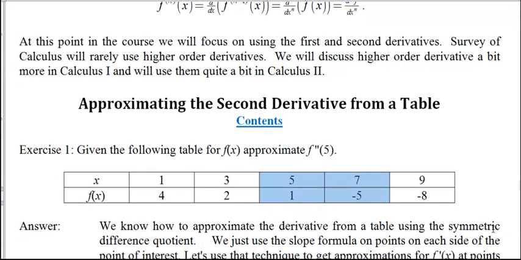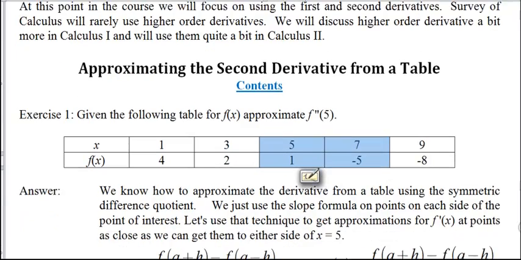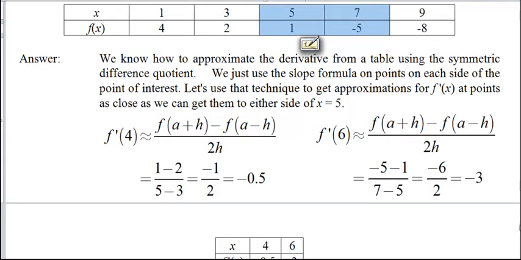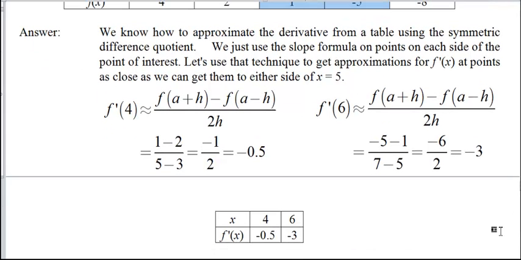Press pause now. Okay, well, you should have done symmetric difference quotients there, just those slope formulas, and there we have the details worked out. Well, now this gives us this table of x's and f primes, and notice they are equally spaced on either side of our point of interest 5, and now we can do the same slope formula using these 2 points to approximate the second derivative. Go ahead and finish it out and come back when you're finished. Press pause now.